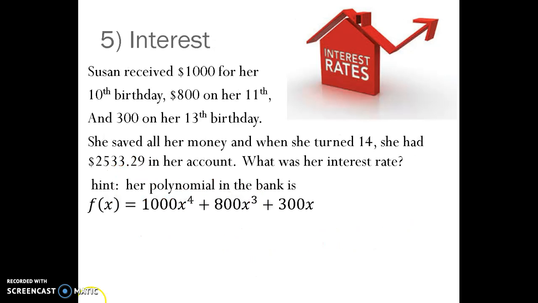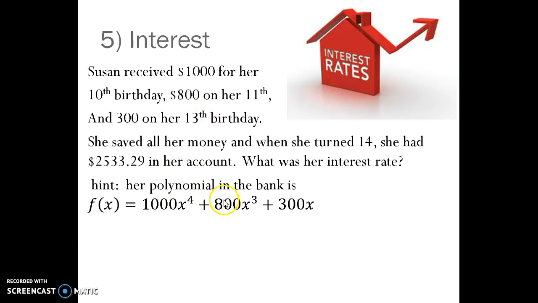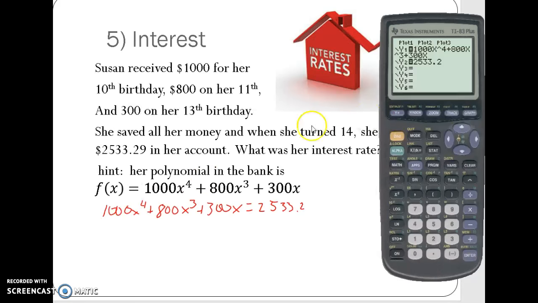So the last problem we want to do is this. Susan received $1,000 in the bank 4 years ago, and then $800 on her 11th birthday and $300 on her 13th birthday. And so she has a polynomial in the bank that looks like this. And it says that she currently has $2,533.29 in her account, and they want to know what is the interest rate. Well, the interest rate is what X is. And so I'm going to set the amount she has in the bank equal to $2,533.29. There's a 9 there.